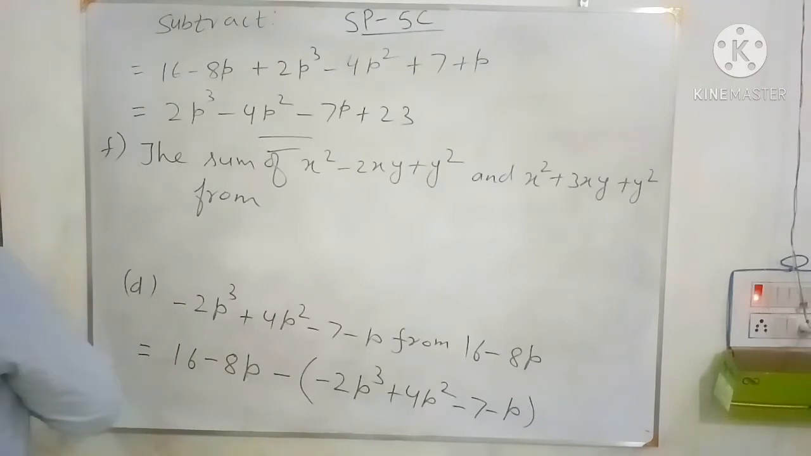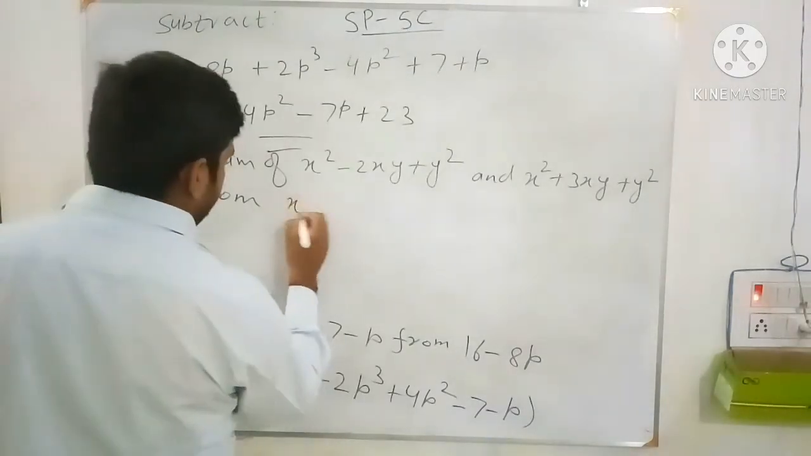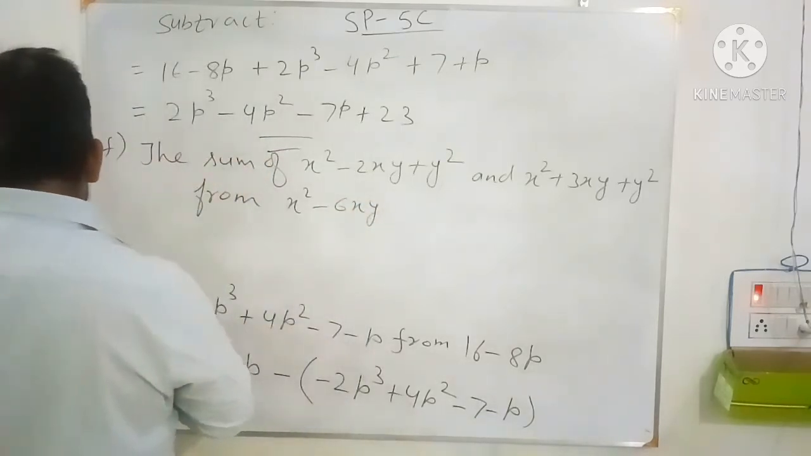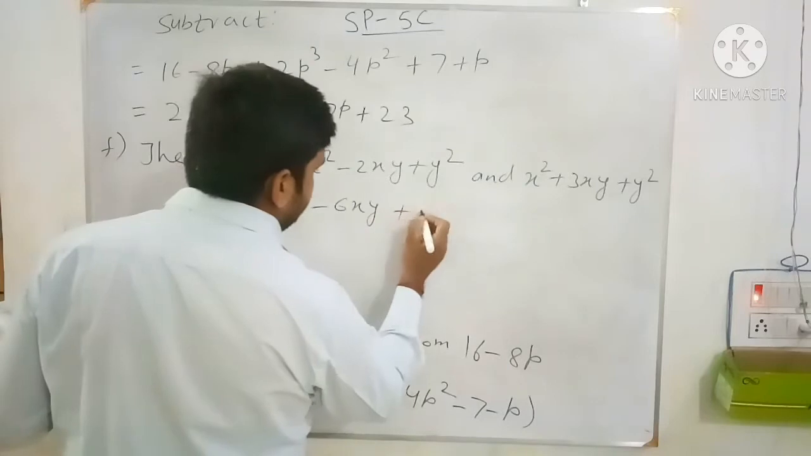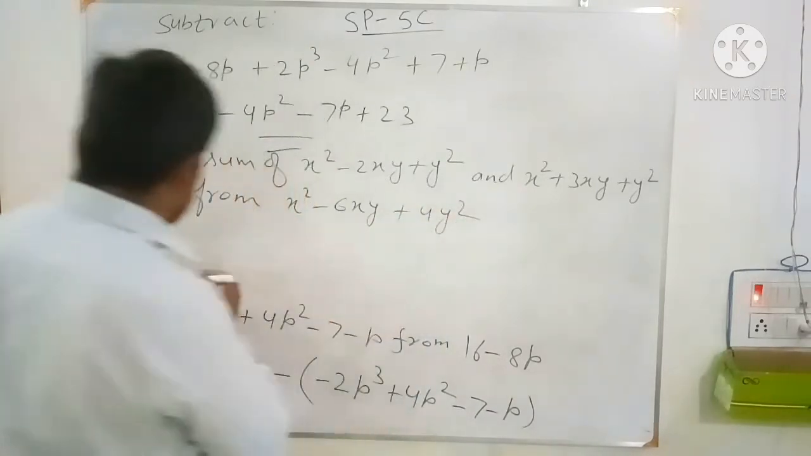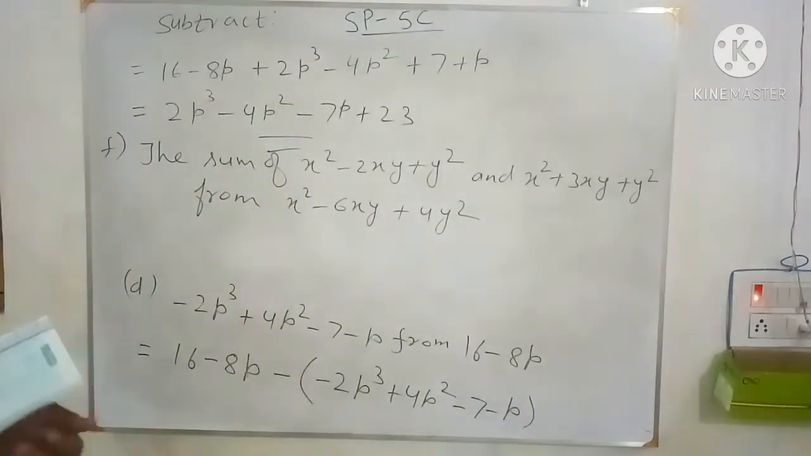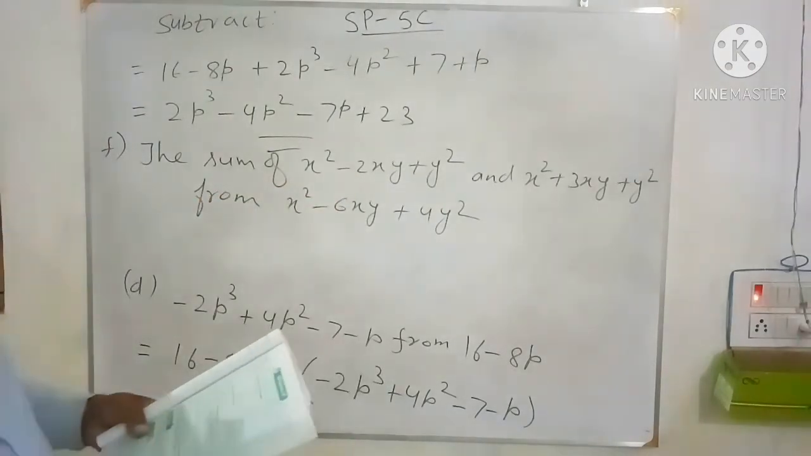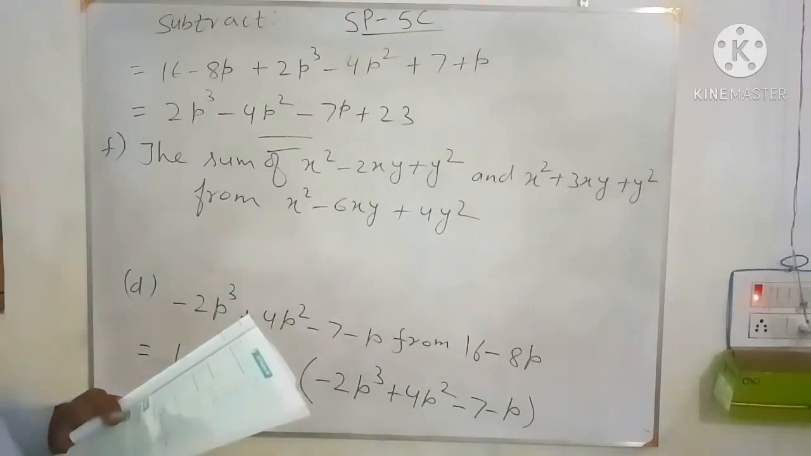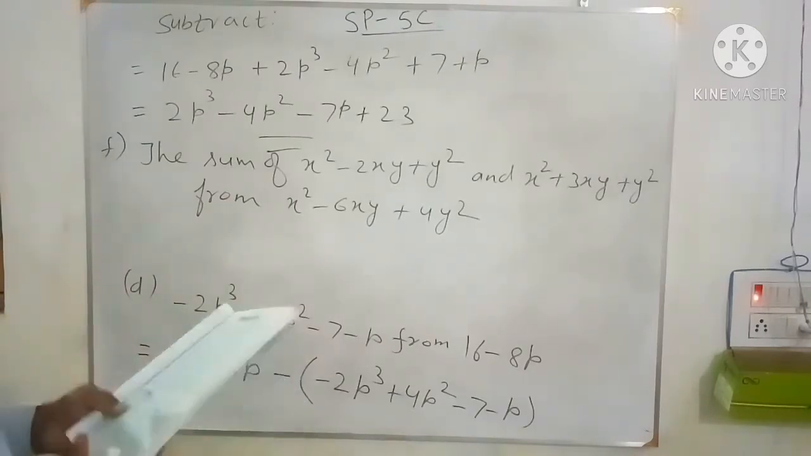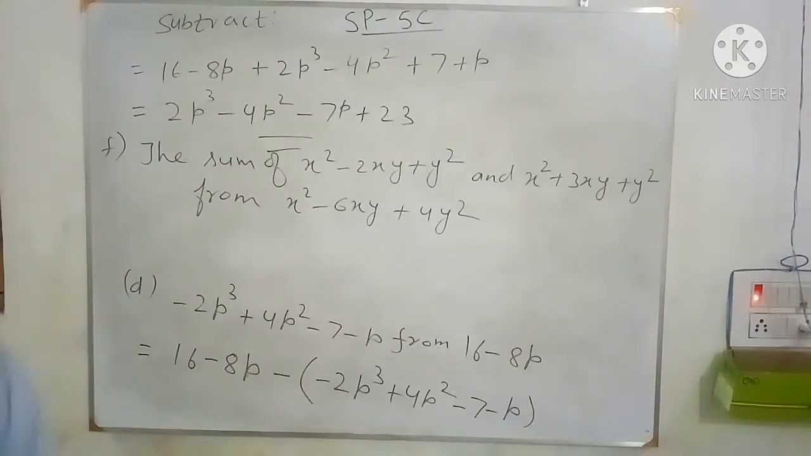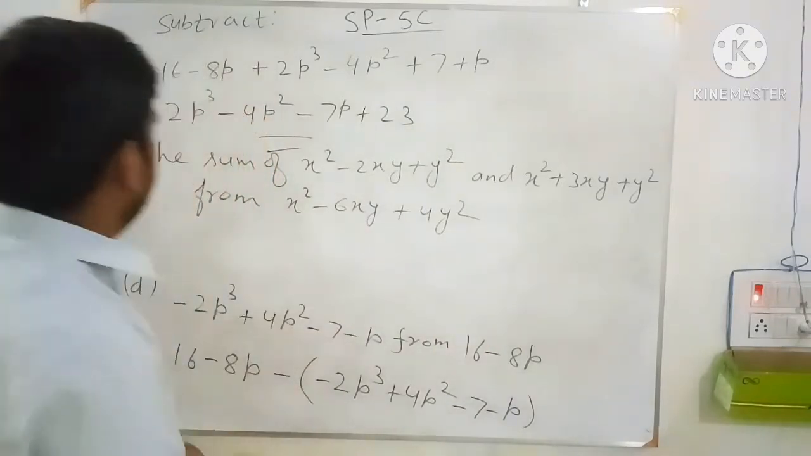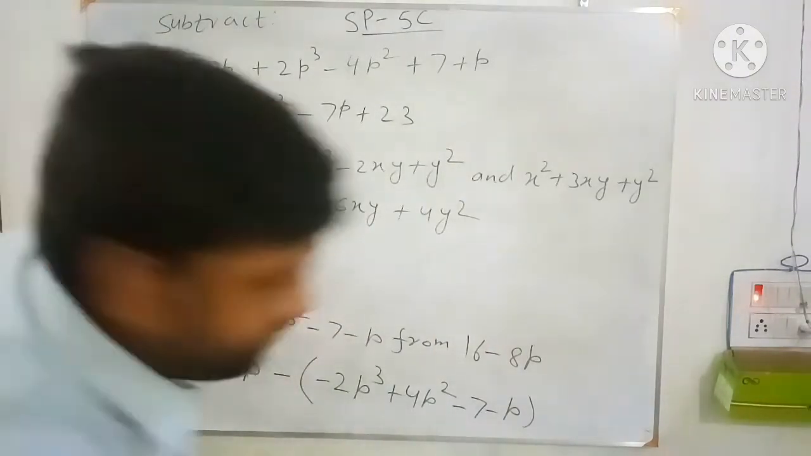We have to subtract the sum of these two polynomials from x square minus 6xy plus 4y square. Okay, so we have to subtract the sum of x square minus 2xy plus y square and x square plus 3xy plus y square from x square minus 6xy plus 4y square. So we have to subtract the sum of these two polynomials from this polynomial. So see how we write.